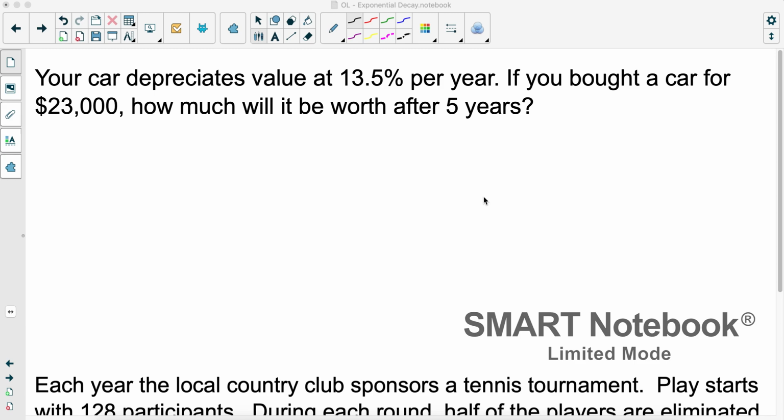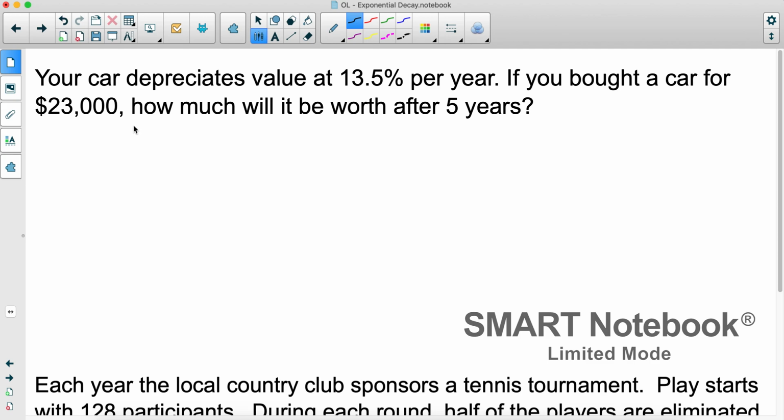All right, now we are going to look at some word problems, some real life scenarios on exponential decay, and talk about how to go through and solve them. Okay, so this problem says your car depreciates at 13.5% per year. If you bought a car for $23,000, how much will it be worth after 5 years?